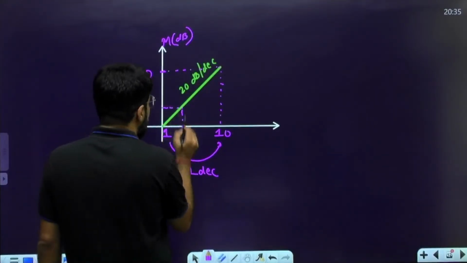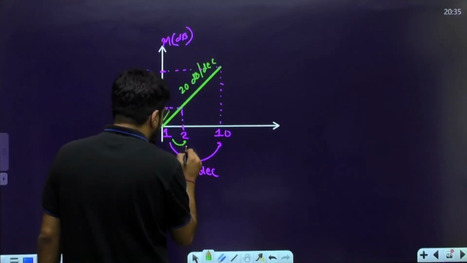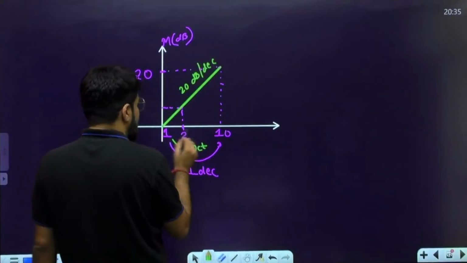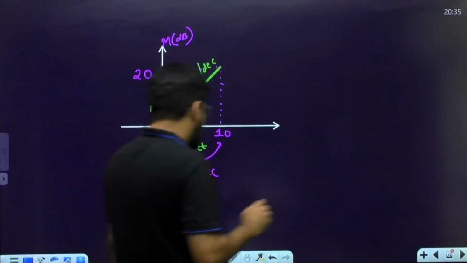Okay, octave means a factor of 2 times. So this is what you mean by 1 octave. Factor of 2 times. Okay, so at the factor of 2 times, how much is the magnitude?